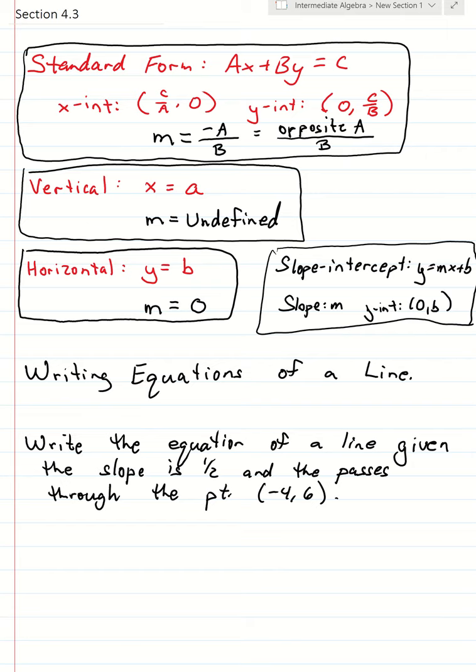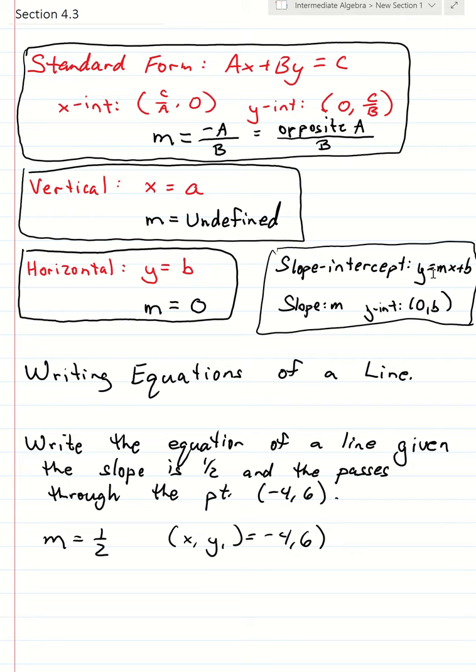You're going to be asked to write the equation of a line. We are told what the slope is. We know that the slope is 1/2. That's a given piece of information. And we are also given a point x1, y1, and that ordered pair is -4, 6. Okay? Now, if we're asked to write an equation, we don't have to graph anything. Okay? So we are looking for an answer in the form of an equation, which means it could take standard form. It could look like this.